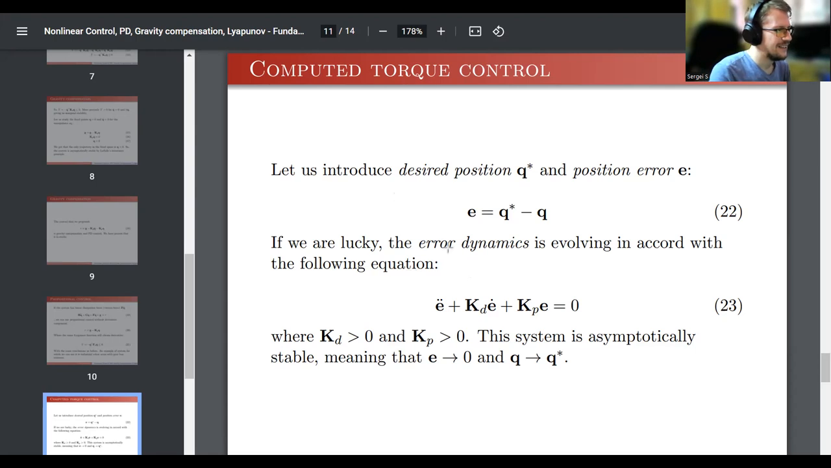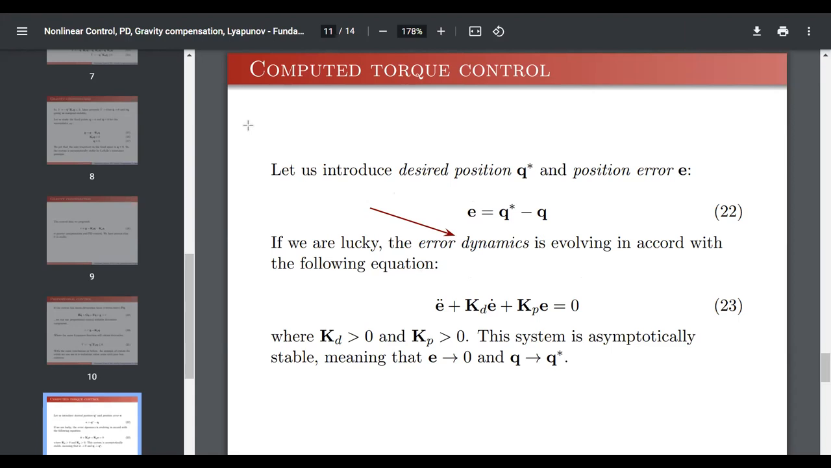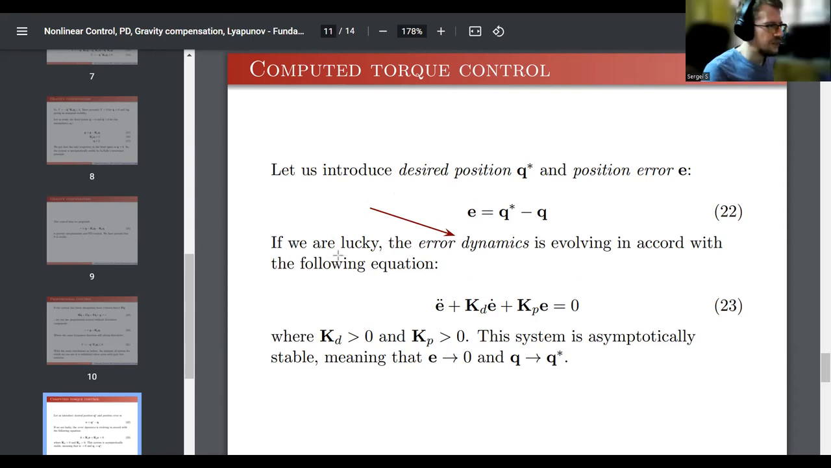All right. So let us consider how the error dynamics goes. We can hope. So right now we show our dreams, right? Dreams and hopes. So we want the error dynamics to evolve in accordance with this law, with law 23. So we want error dynamics to go in accordance with law 23.